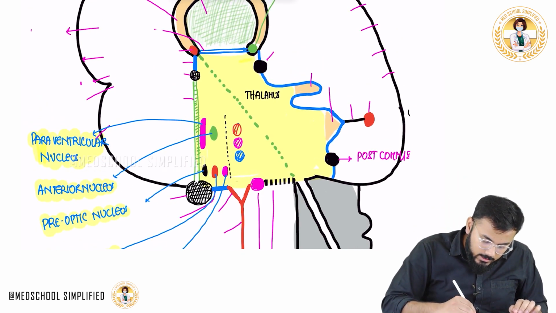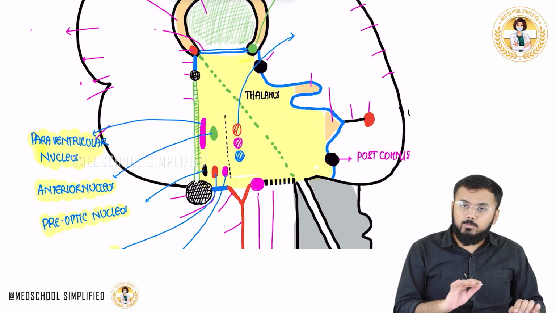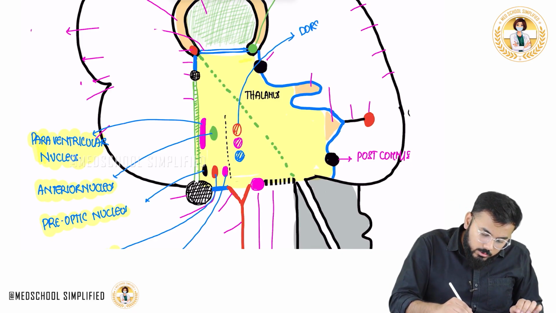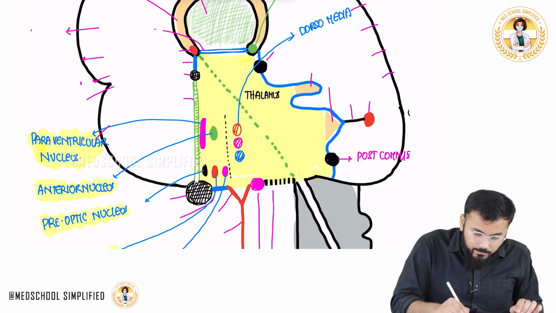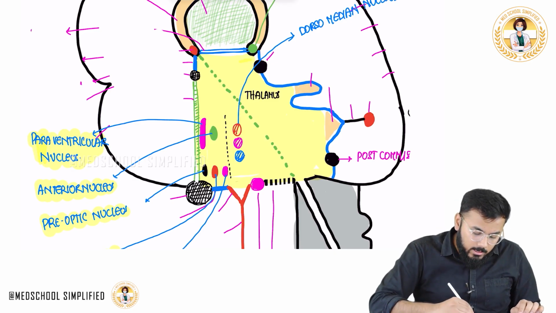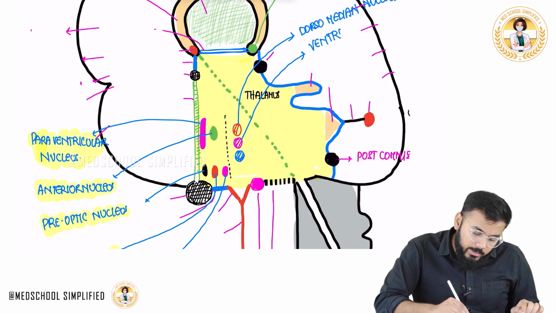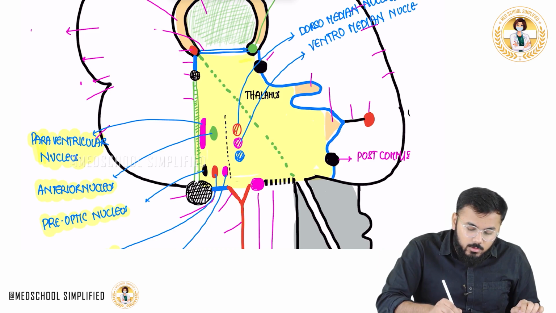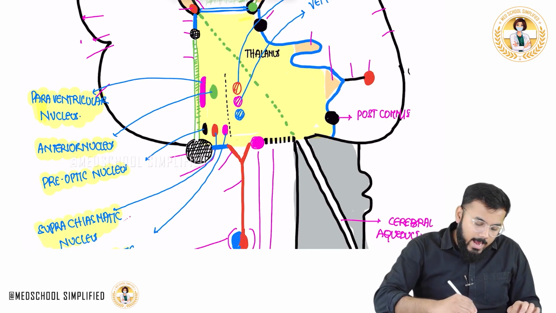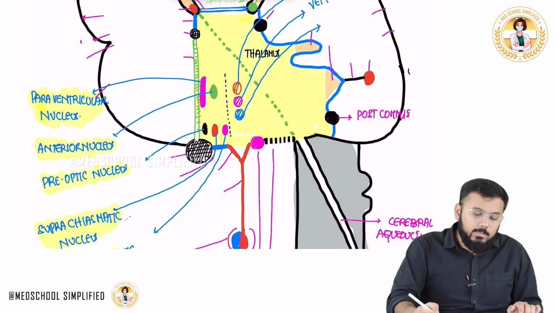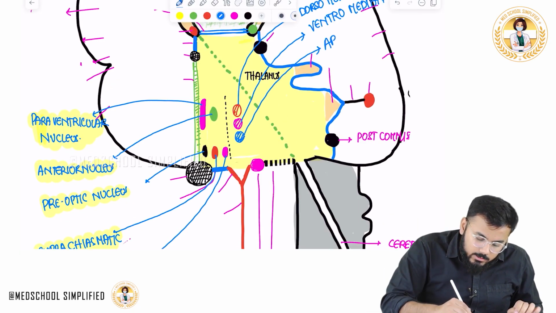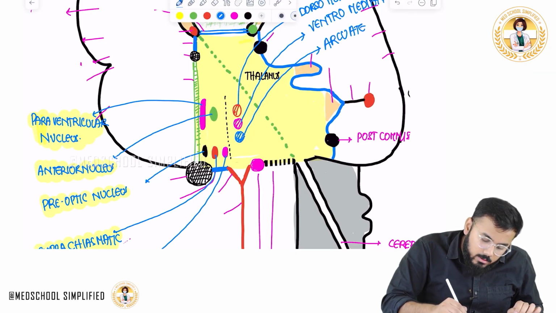What are these three? See, this particular nucleus over here is called as dorsomedian nucleus. When I tell dorsomedian, down, the part which is down is called as ventral. So ventromedian nucleus. One is called as dorsomedian, another one is called as ventromedian. And this third nucleus which is in blue color, this is called as your arcuate nucleus.